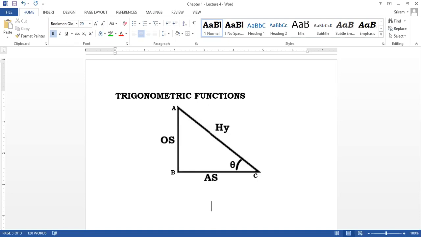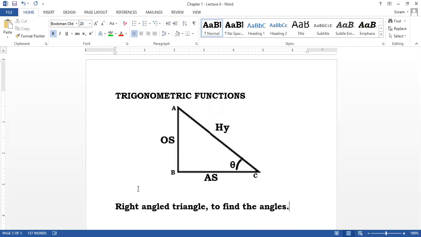The purpose of trigonometric function: when I am having a right-angled triangle, I want to find the angles. How to find the angle? That is called trigonometry.